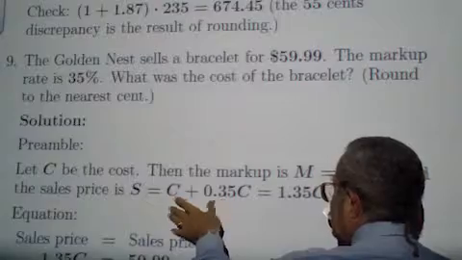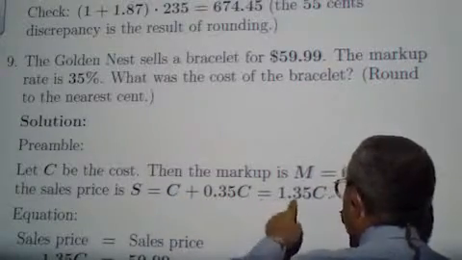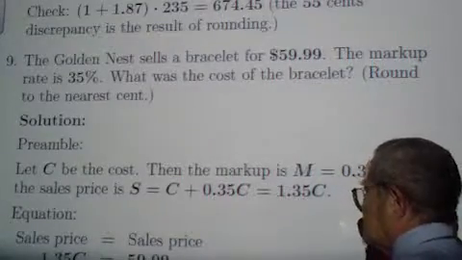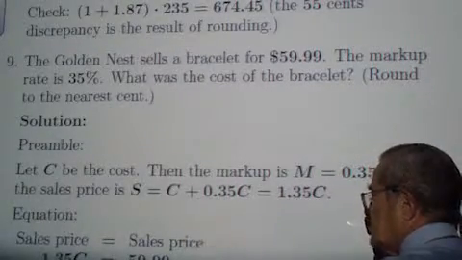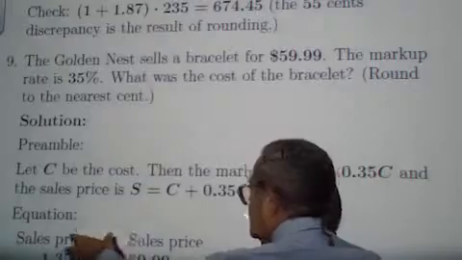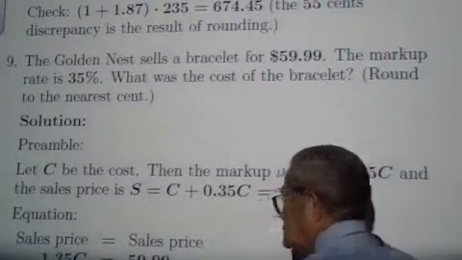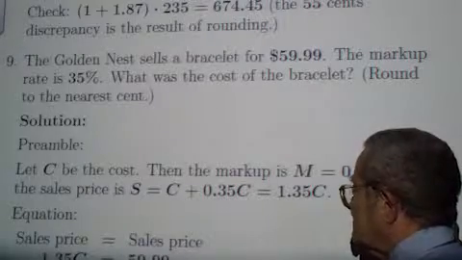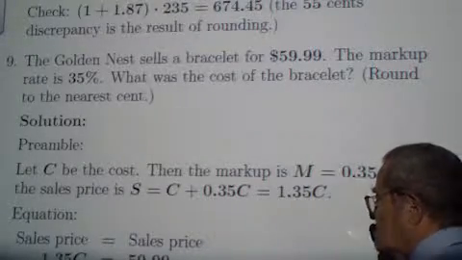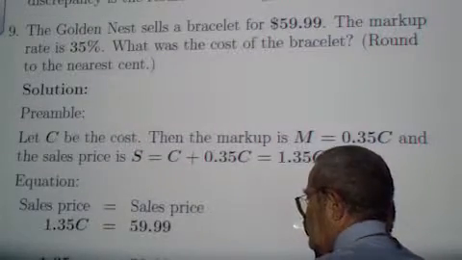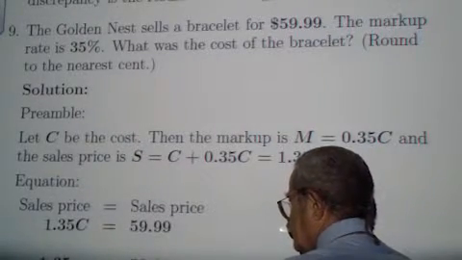And these are like terms. 1 plus 0.35 is 1.35 of the cost. So the sales price is equal to the sales price. That's my equation. One way of writing the sales price is 1.35C. The other way is 59.99. And in order to get the cost, I divide both sides by 1.35, which gives me the value.